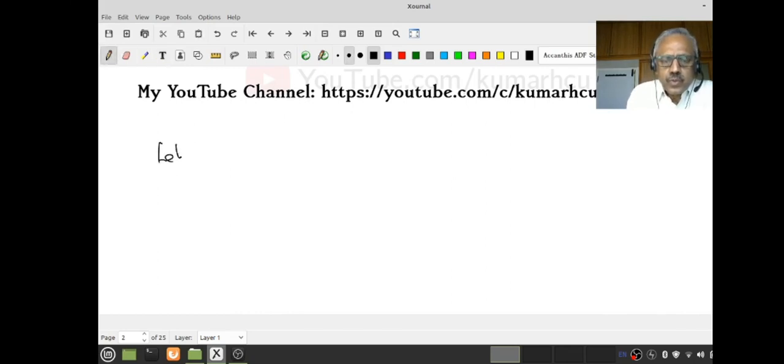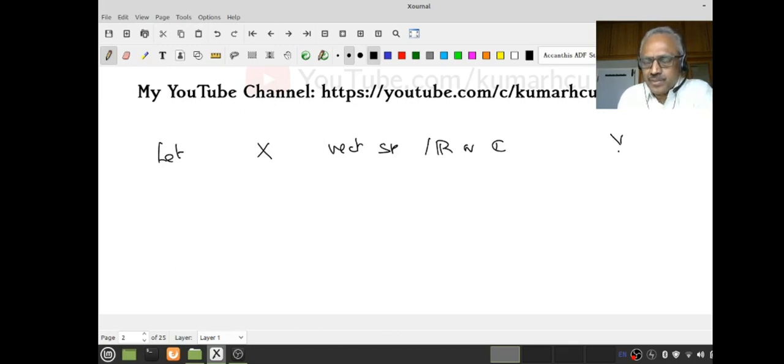So let X be a vector space over R or C also. Usually algebraists will use the symbol V for vector space, but analysts, functional analysts in particular, and topologists will use X. Any space is X for us. And what do we mean by a norm? All of you know that.